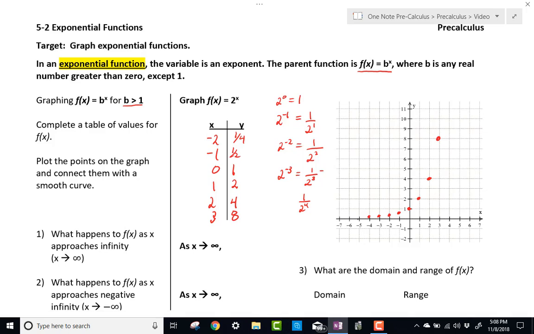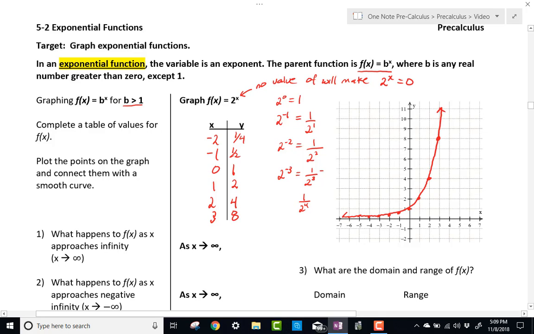And the reason I'm never going to reach 0 is because there's no value that I can plug in for this exponent. No value of x will make 2 to the x equal to 0. It's impossible. Okay? You will never be able to find a number that will make 2 to the x equal to 0. So that means that as I go to the left, I'm just getting closer and closer and closer to the x-axis. And as I go to the right, I'm getting bigger and bigger and bigger. Not only is x getting bigger, but y is getting bigger.